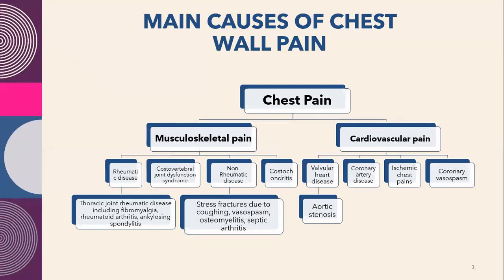So now the main cause of chest wall pain is actually musculoskeletal pain or cardiovascular pain. Musculoskeletal pain, as its name defines, includes muscle and skeletal pain. So it can be of the skeletal tissues, basically the skeleton including the bones, and of the muscles and their blood supplies. And cardiovascular includes the heart and heart vessels and their muscle problems.